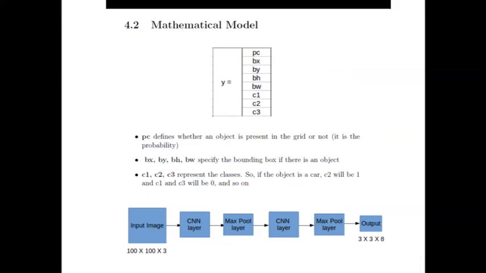So Bx, By, Bh and Bw. So length, breadth, height and width. These are represented by it. And C1, C2, C3 are class probabilities which we saw. So as this probability increases, then we get the PC.